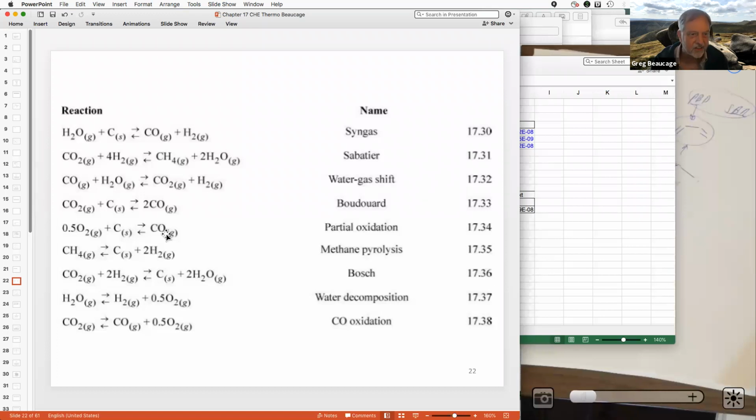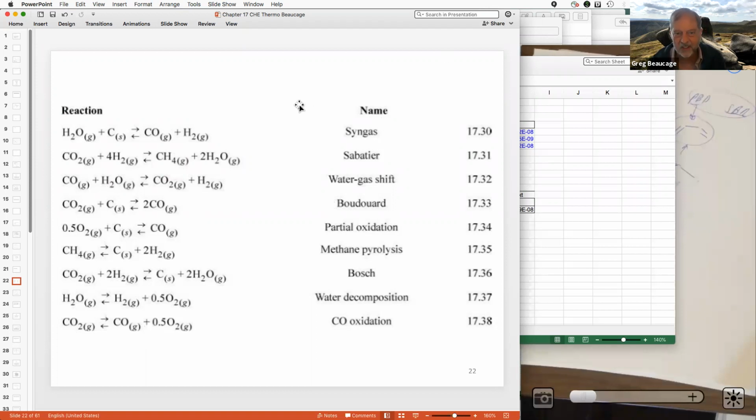So basically, these are the reactions that you would run into if you're dealing with a carbon-based society, right? And you wanted to do petrochemicals from coal. So these are the basic reactions that you have.